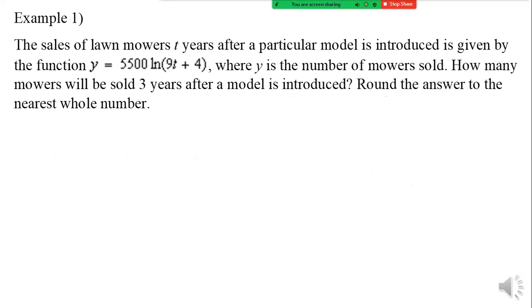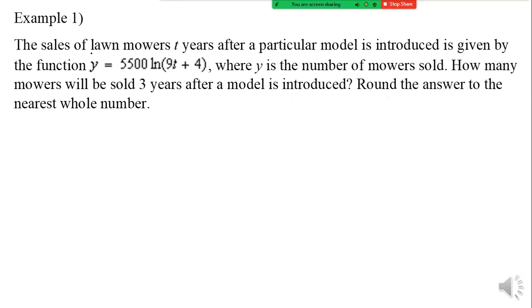All right, real world application really quick. The real world problems are typically your easiest problem on the test. The problem is that you guys are afraid of words and math. But they're usually the easiest problems if you just read it and realize, oh, that's all it wants me to do. So it says here that sales of lawnmowers t years after a particular model is introduced is given by the function y equals 5,500 times the natural log of 9t plus 4, where y is the number of mowers sold. How many mowers will be sold 3 years after a model is introduced? Round the answer to the nearest whole number.